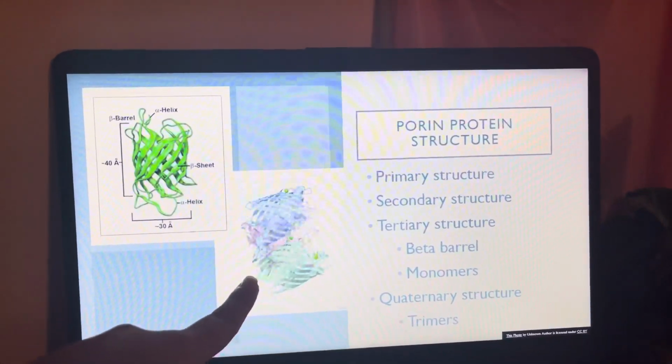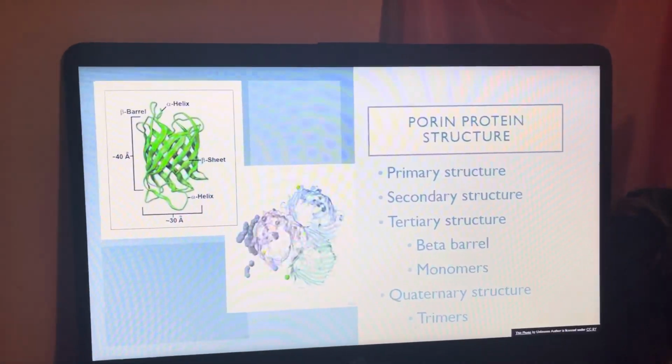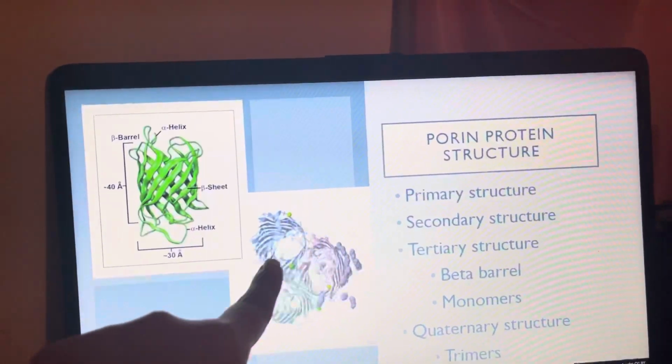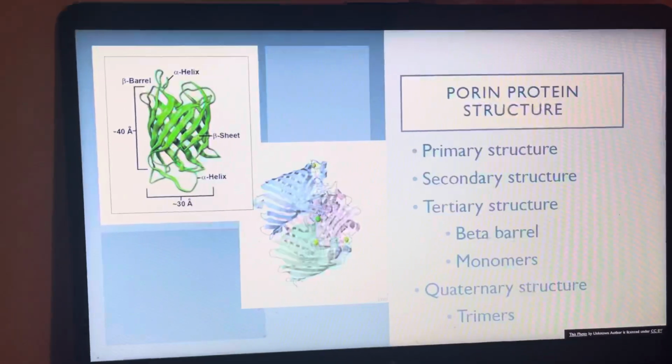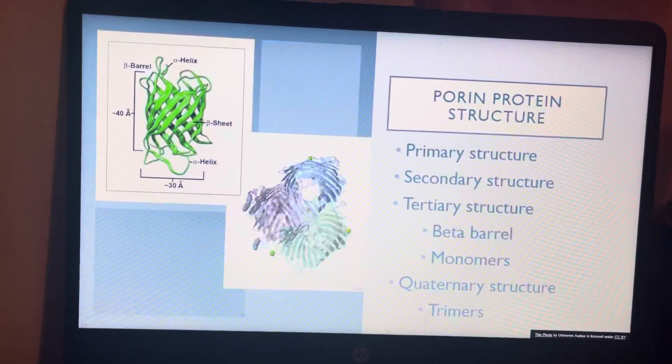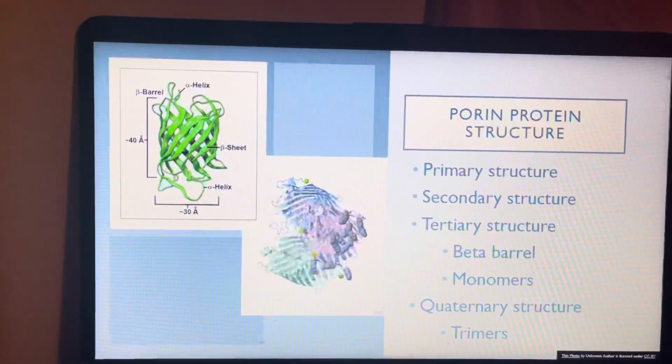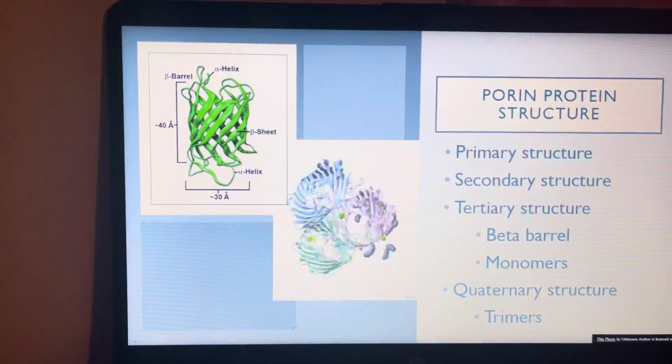Now here we have the quaternary structure of porin protein. As you can see, there are 3 polypeptide chains folded into beta barrels. This entire structure can be called a trimer.